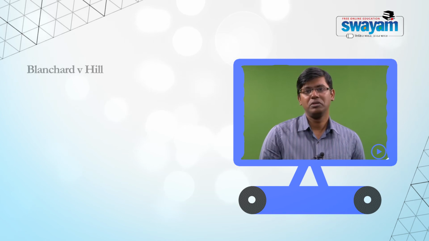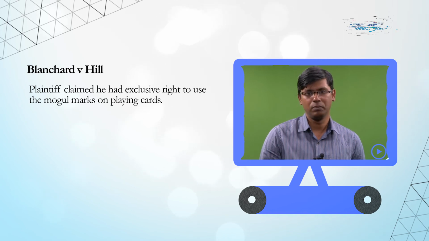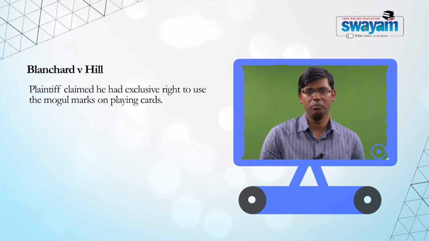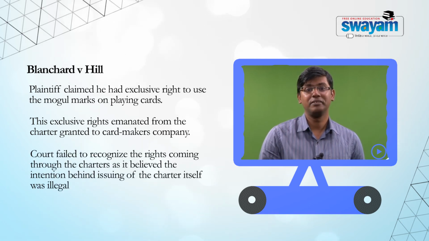Subsequently, you had what is known as Blanchard versus Hill. Plaintiff claimed he had exclusive right to use a particular kind of mark called the Mughal marks on playing cards. The exclusive rights emanated from the charter granted to card makers. Now, the court failed to recognize the rights coming through the charters, as it believed the intention behind the issuing of the charter itself was illegal.